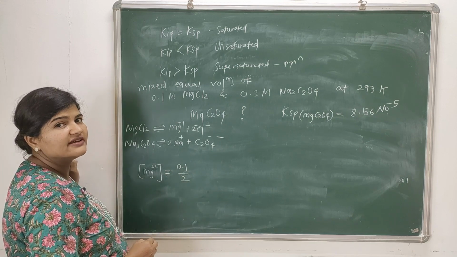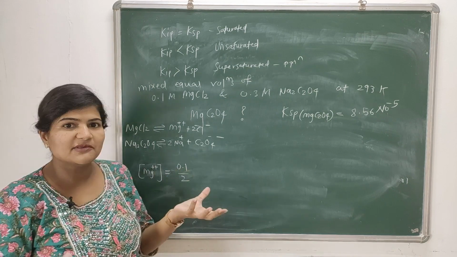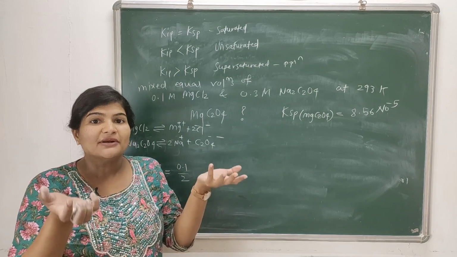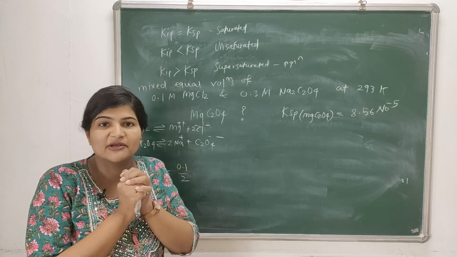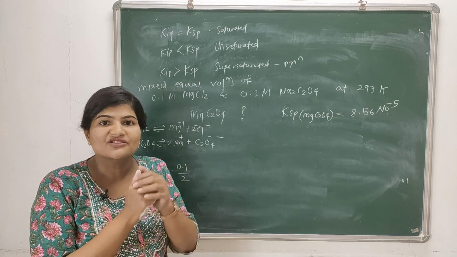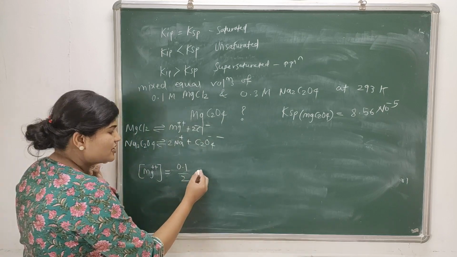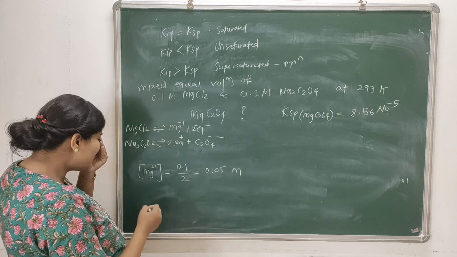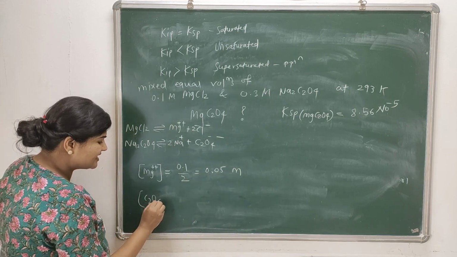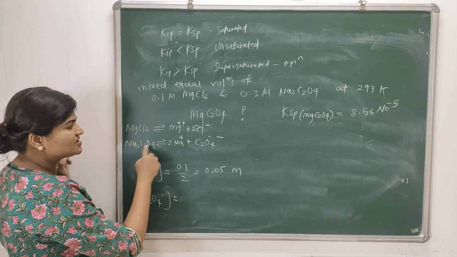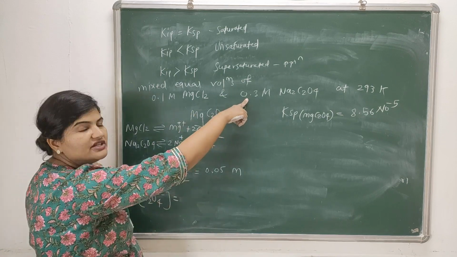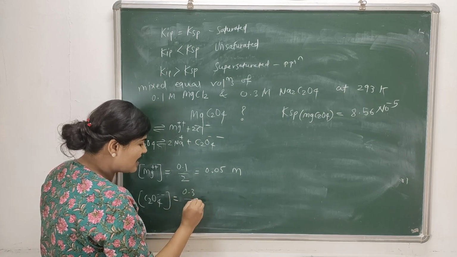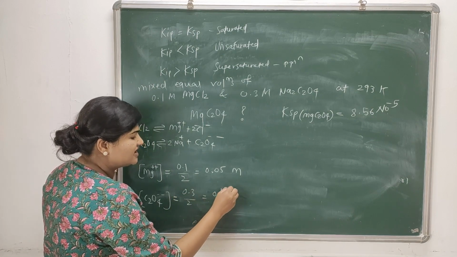I hope you are understanding. Suppose I am mixing 50 ml with 50 ml. In this 50 ml, 0.1 molar magnesium ions were there, but now they are floating in the 100 ml volume. So obviously the effective concentration drops to half. So 0.1 by 2 comes to 0.05 molar. And now let's talk about oxalate ions. The initial concentration they have given is 0.3 molar, but again the volume is doubled, so 0.3 will be halved, and we get 0.15 molar.